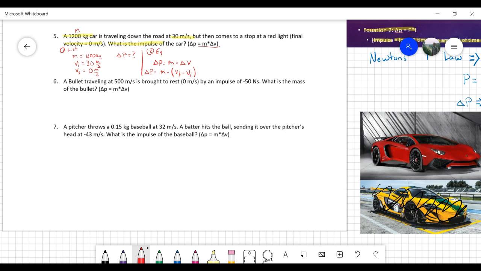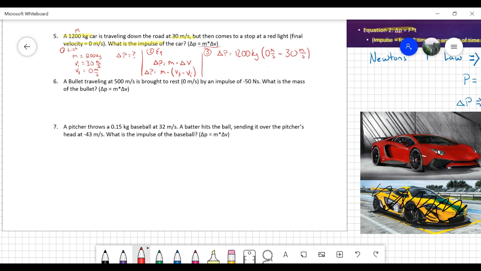Okay, so that way you can plug these numbers in. Step 3, let's solve this. Let's plug our numbers in. Alright, delta P we don't know, so we can't change that. It's just going to stay that way. Mass is 1,200 kilograms. Now let's multiply that by the difference in velocity, which is 0 meters per second minus 30 meters per second.